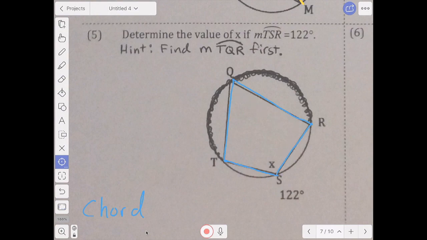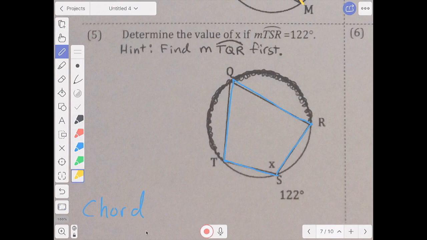In this question, it's asking me to determine the value of X if the arc TSR measures 122 degrees. They've helped me out in this question by putting the 122 into the picture. And the arc that they're talking about goes from T to S to R, so I'll highlight that in yellow. That arc TSR is worth 122 degrees.